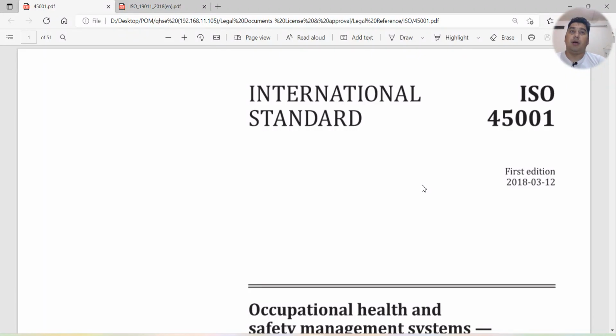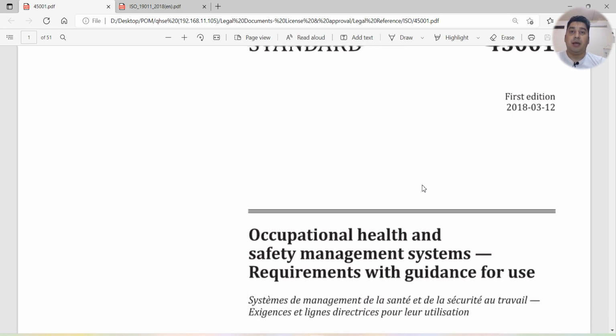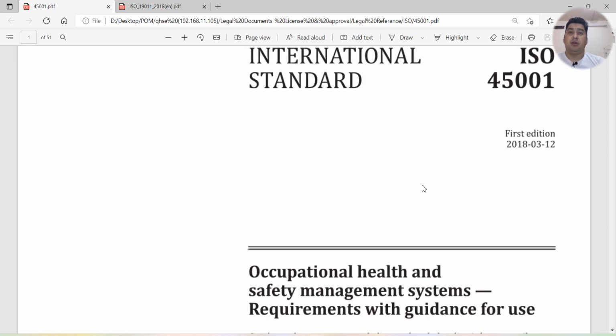I have started ISO 45001 lead auditor training, which is an occupational health and safety management system. I hope everyone working in any organization, their organizations are certified for ISO 45001, the occupational health and safety management system. Earlier it was, as we know, OHSAS 18001:2007, and that was replaced by 45001.